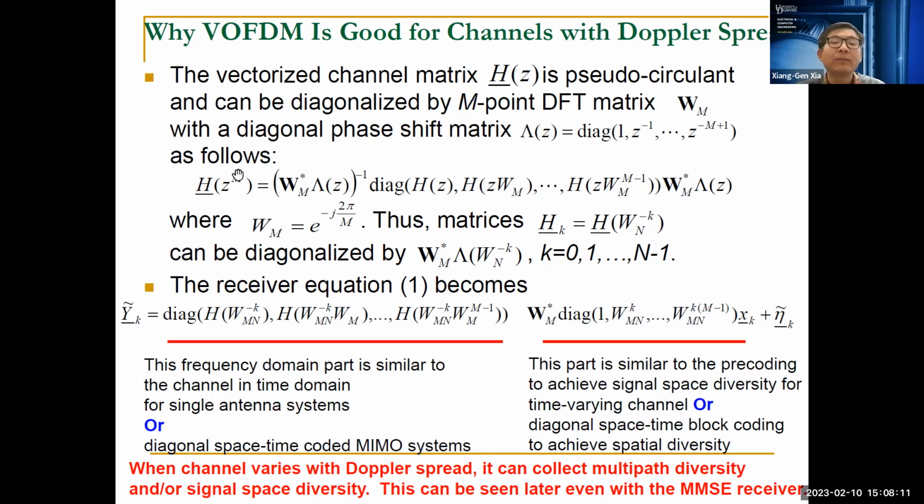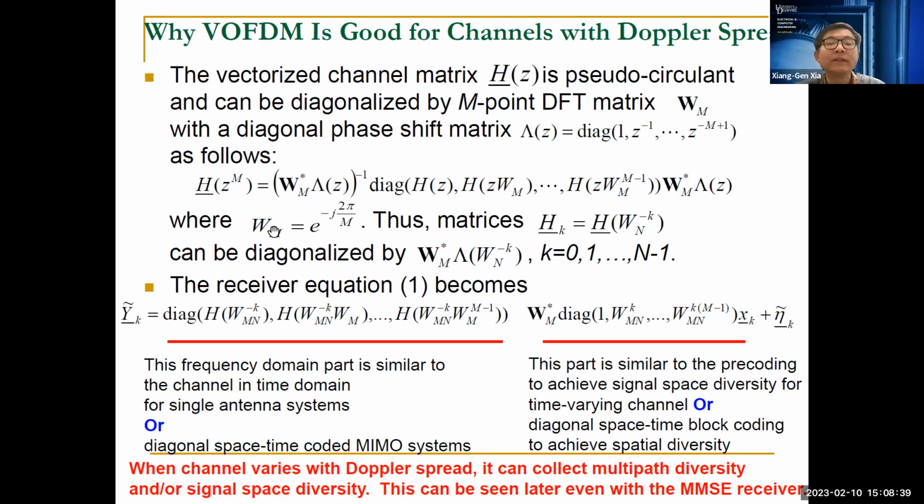So this pseudo-circulant matrix is diagonalized with this form, with a common unitary matrix here, and this W_N is an N-point DFT matrix. Then you have this diagonal, unitary phase shift matrix, and this is the diagonal matrix of the channel matrix, and each entry is actually a DFT value, all right?